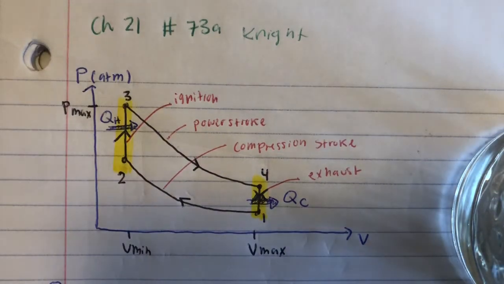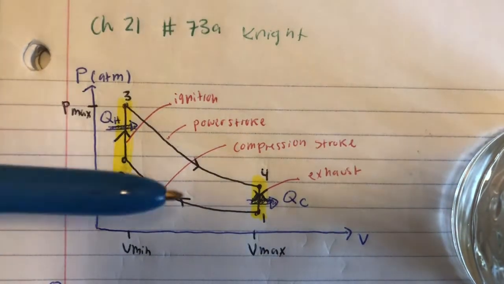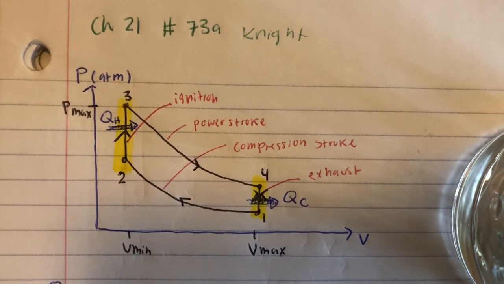Today I'll be doing chapter 21, number 73A in our physics notebook. It states the gasoline engine in your car can be modeled as an Otto cycle shown in this figure. A fuel-air mixture is sprayed onto the cylinder at point 1, where the piston is at its farthest distance from the spark plug. The mixture is compressed as the piston moves toward the spark plug during the adiabatic compression stroke.